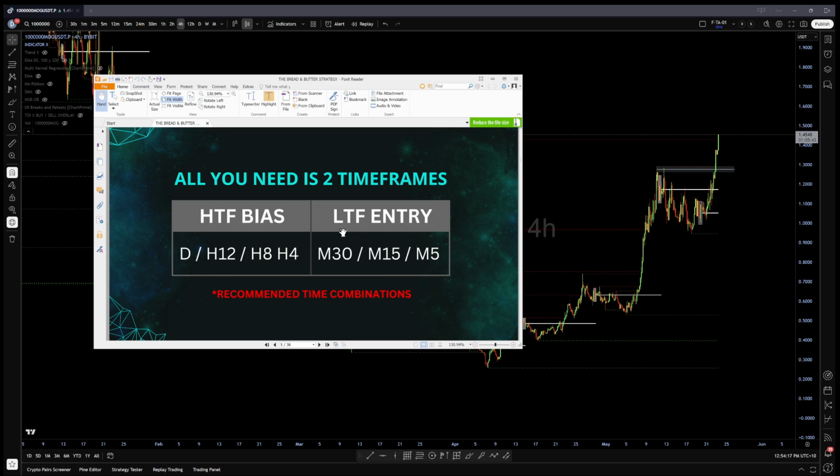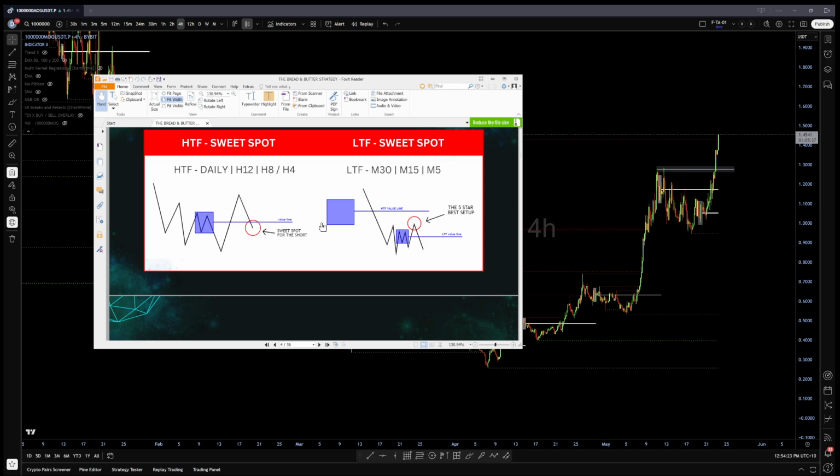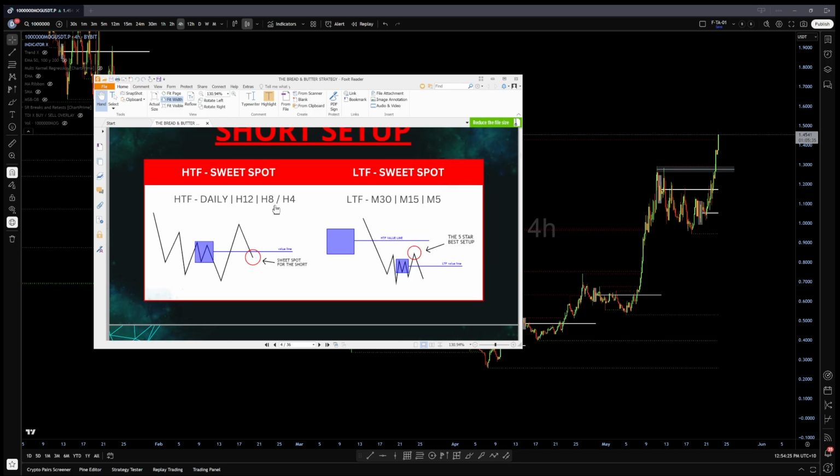With that being said, I'll move on and start talking about these sweet spots for longs and shorts, and some other things that I've noticed while using this IndicatorX system.